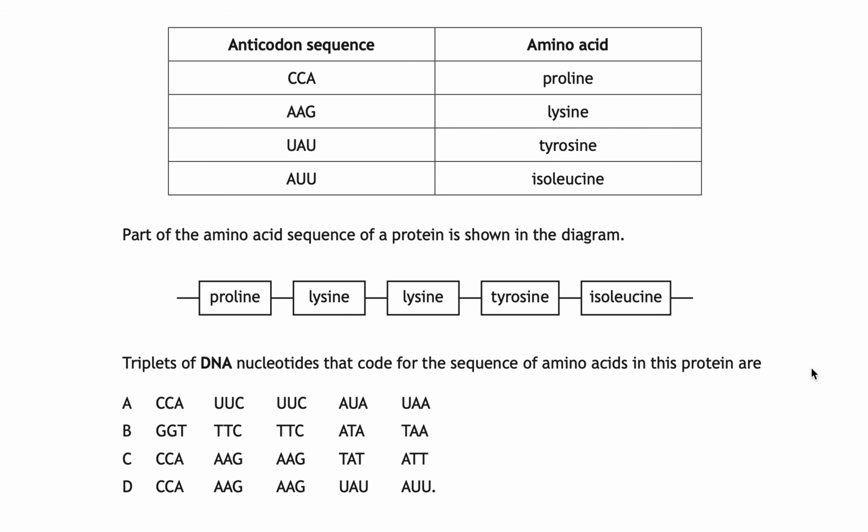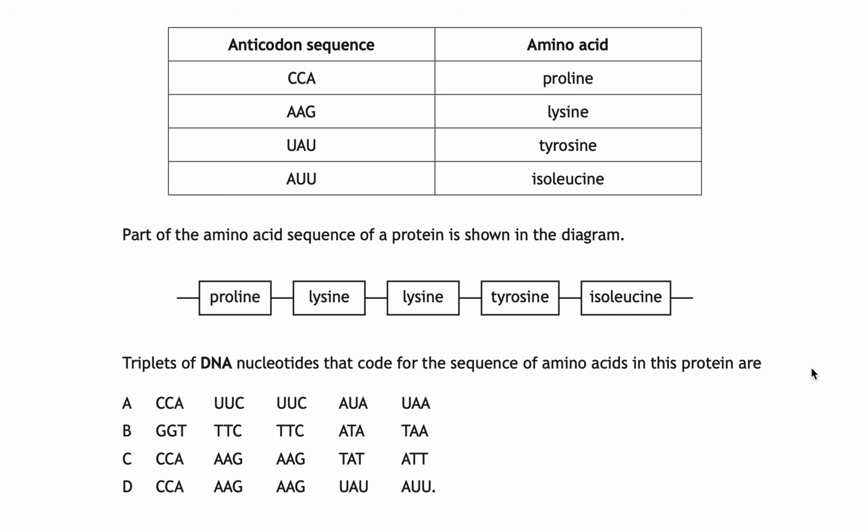How this question works is it's showing you the anticodon sequence. It then tells you the sequence of amino acids of the protein: proline, lysine, lysine, tyrosine, isoleucine. The question was asking you for the triplets of DNA nucleotides that would code for this sequence, so you have to work your way back. If you use the table to figure out the anticodon sequence, you should find the sequence of anticodons would be CCA, AAG, AAG, UAU, and AUU. That's just from the table. You should be able to figure that out.